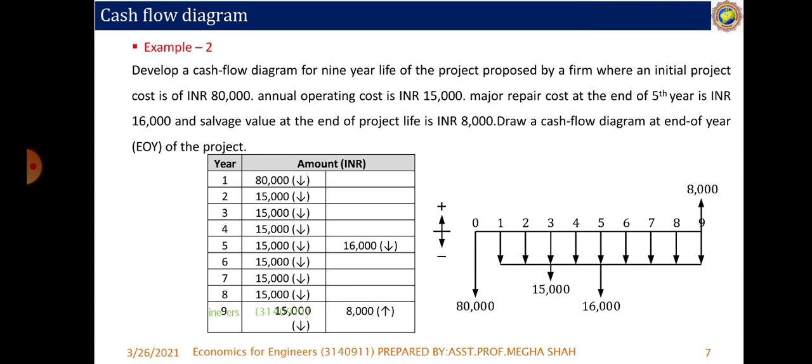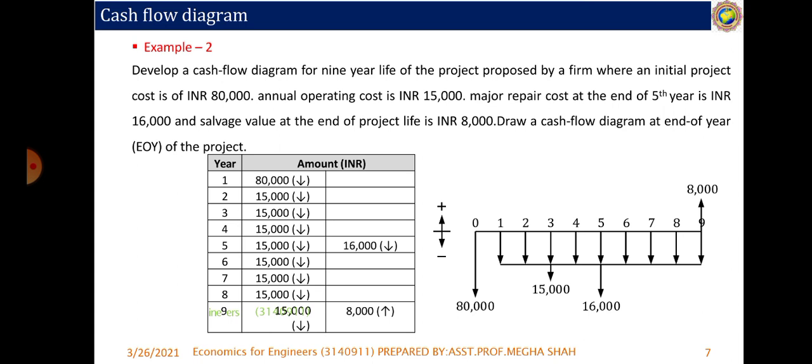Indian rupees 80,000. Annual operating cost is Indian rupees 15,000. Major repair cost at the end of 5 years is rupees 16,000 and salvage value at the end of project life is rupees 8,000. Draw the cash flow diagram at the end of each year of the project. Here we have drawn a cash flow diagram on the left hand side, and how cash is coming and how cash is going is displayed on the right hand side.